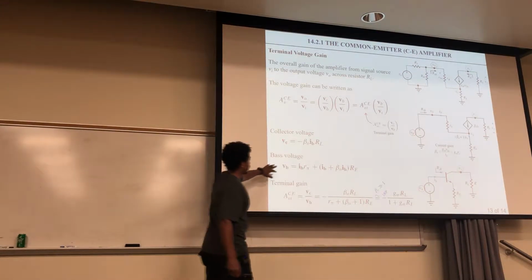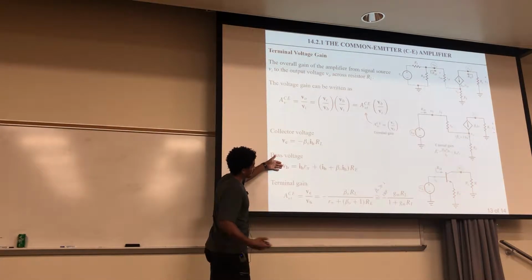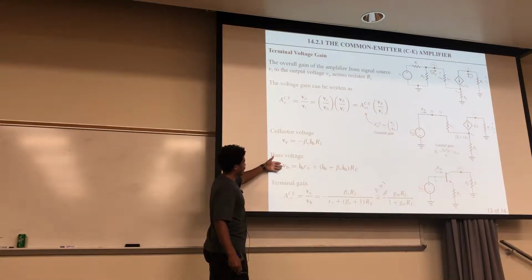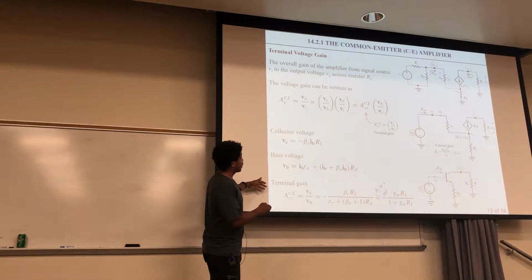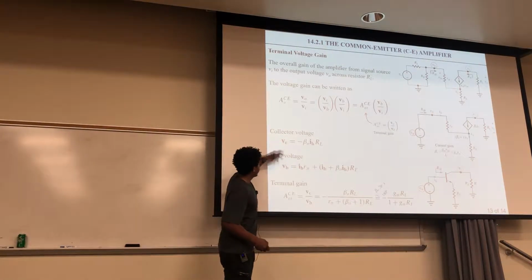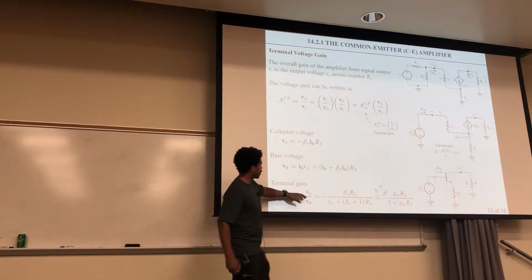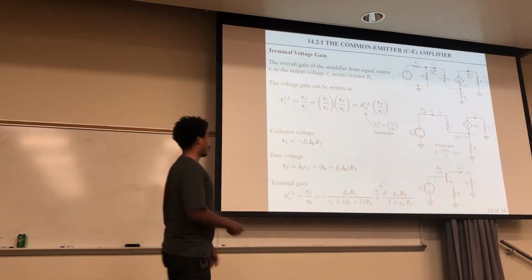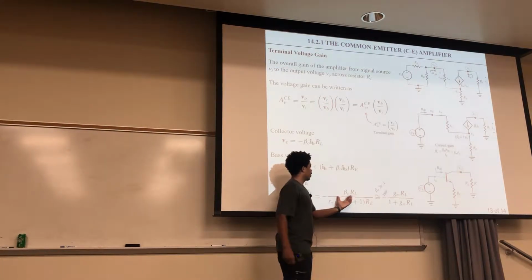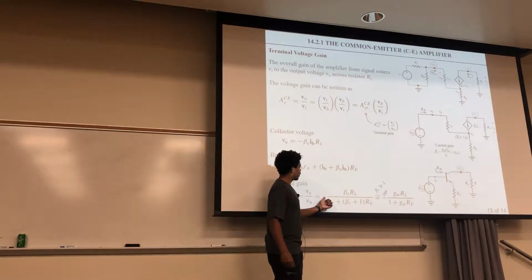So this is just done by your KVL, okay? And so your terminal gain is your VC over VB. Here's your VC, here's your VB. You plug those in here, and this is what you get. So you do have your 180 degrees out of phase.